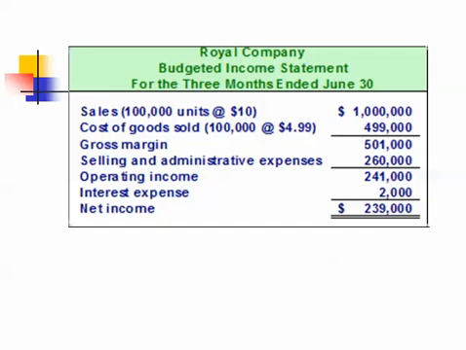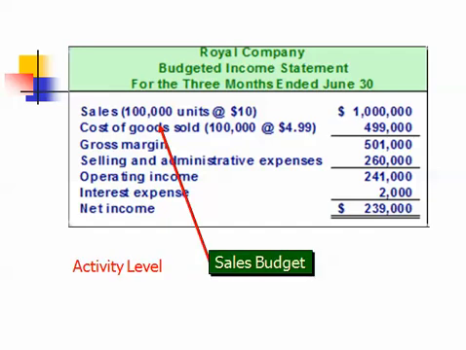We want to evaluate our planned performance with actual results. Recall, our budgeted income statement was based on a level of activity or a level of budgeted sales. In the case of the Royal Company, we had expected to sell 100,000 units in the second quarter of the year. Had we anticipated selling more units, we would have needed to acquire more direct materials.